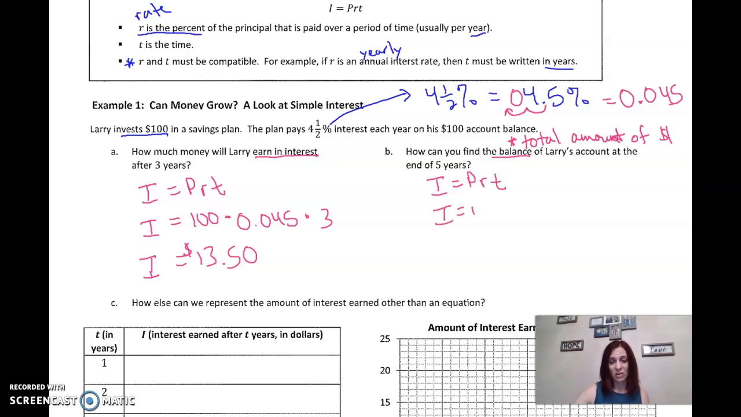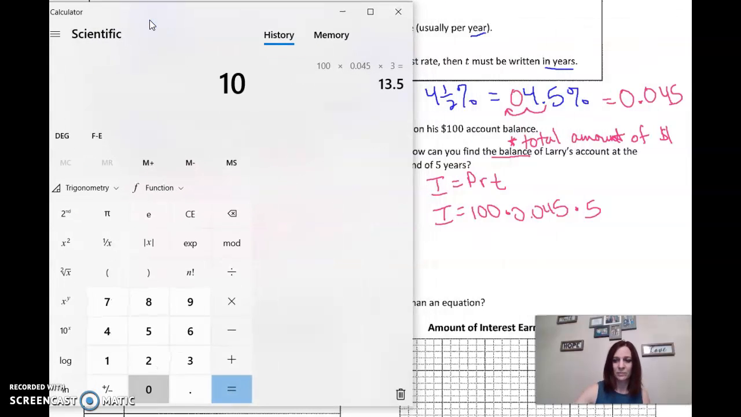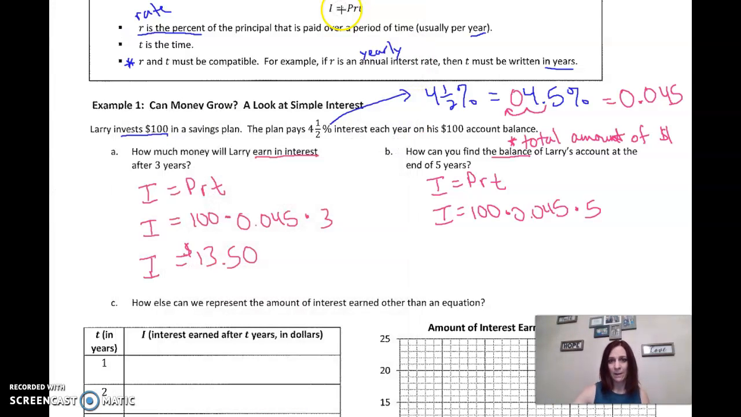Our principal is still $100. Our rate as a decimal is 0.045. And our T is 5 years. So again, if you plug this into a calculator, we get 22.5. So the amount of interest he earned is 22.5 or $22.50.